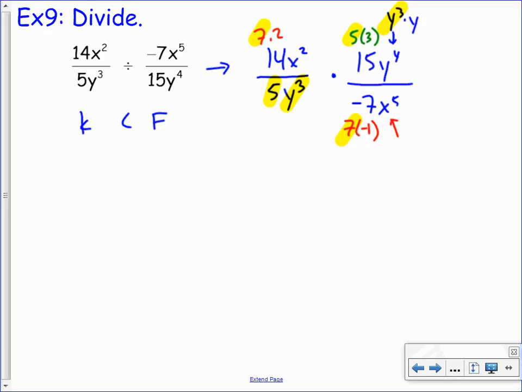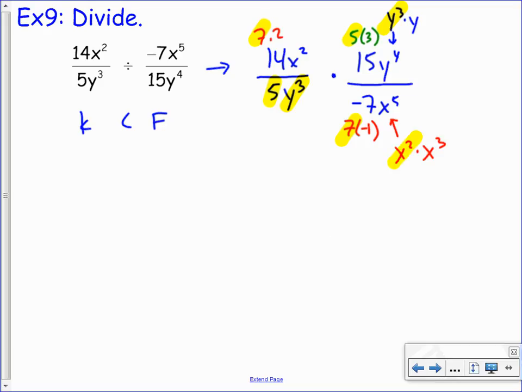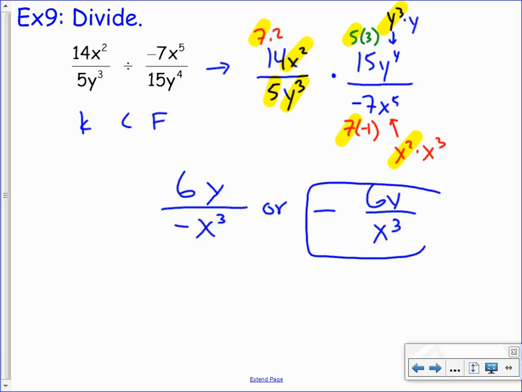X to the 5th is x squared times x to the 3rd. I agree. There's a 6. 2 times 3 is 6y over negative 1 times x cubed. Or to bring out the negative, it's just 6y over x. Either one. I like that one. Doesn't matter as long as it's a negative.